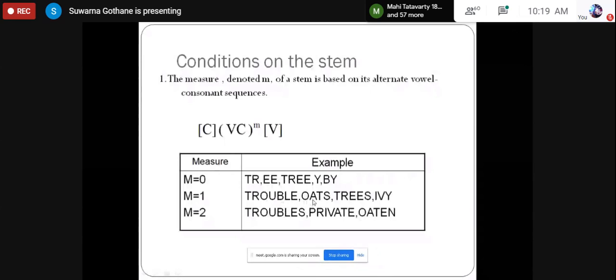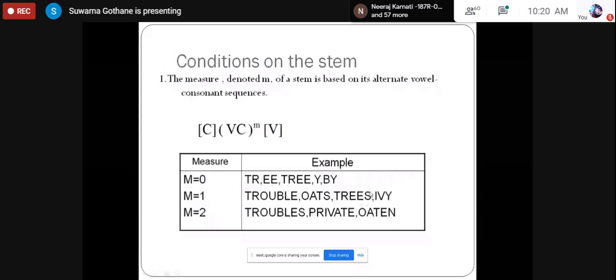Again look at the word oats. This is a vowel, but after that we are getting AT. This is a vowel, this is a consonant. So we are getting a combination of vowel and consonant only once in this word. So m is 1. Same here. Here we have E, but we need a combination of VC. So ES. This is a V and this is S.